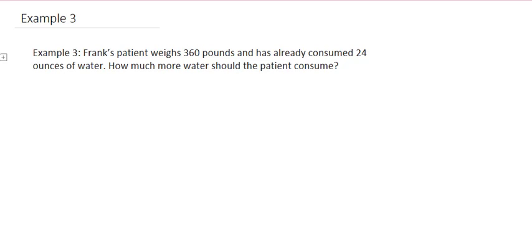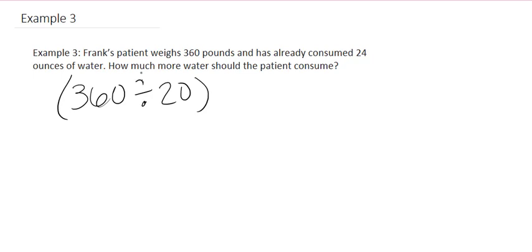So we have 360 pounds and we're going to divide by 20. We need this number to determine how many 20 pounds there are in 360 pounds. Then we will multiply this number by 8 to get the total number of ounces that this person must drink. So the number we get from that, inside the parentheses, we multiply by 8. And then finally we subtract the number of ounces the patient has already consumed, which is 24. So minus 24. Now we have our equation.